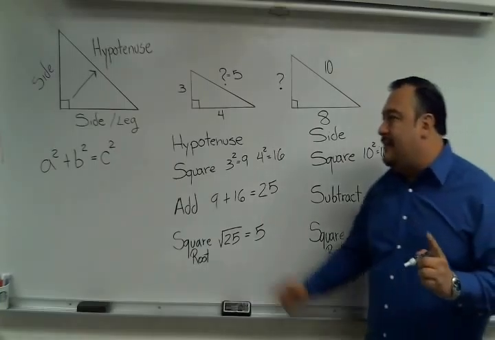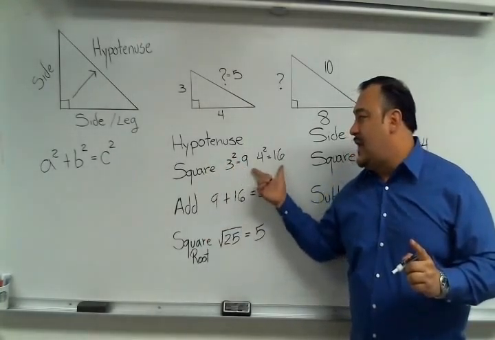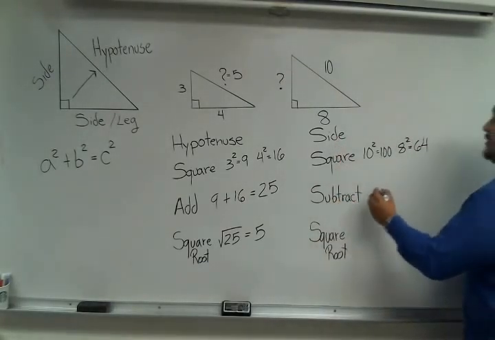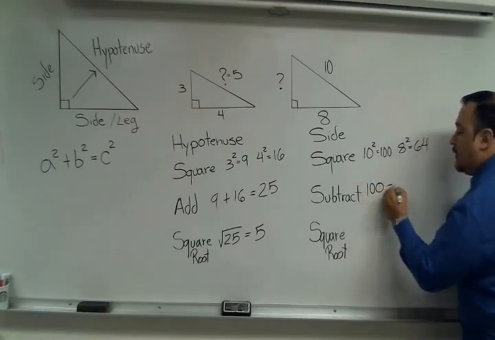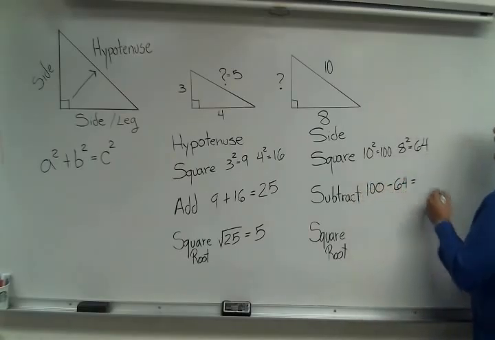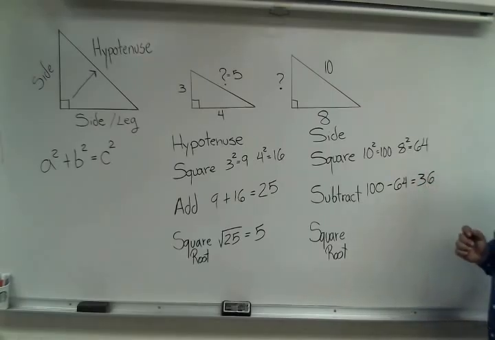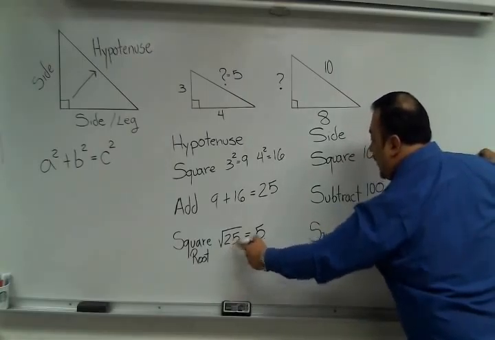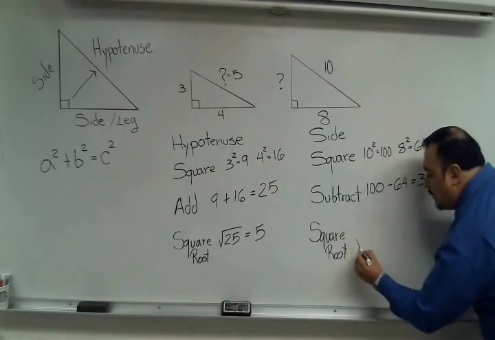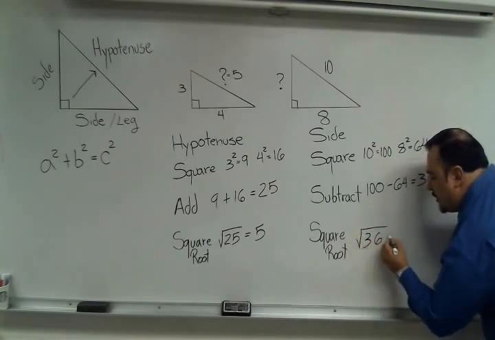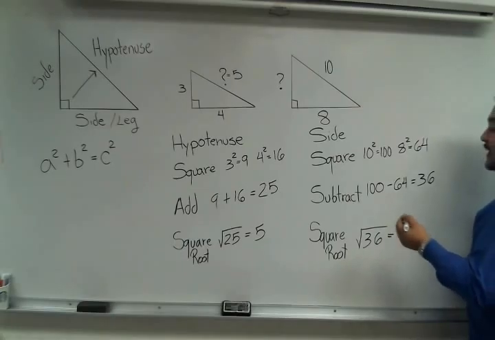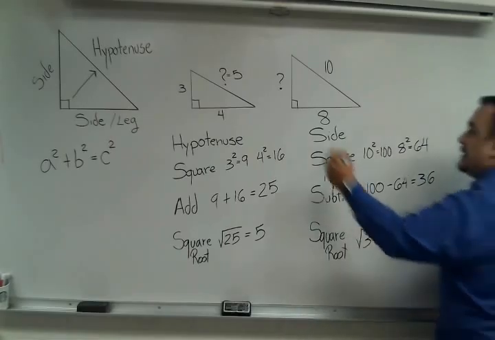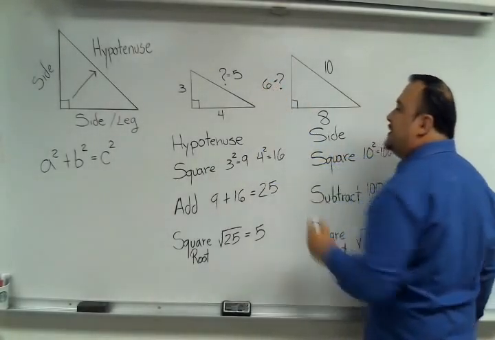Now, different than the hypotenuse, where I added my two answers, for the side I'm going to subtract my answers. So we do the subtraction. 100 minus 64 equals 36. Last step, just like with the hypotenuse, I take the square root of my answer. The square root of 36, the number that multiplied by itself gives me 36, is 6. 6 times 6 is 36, so that means that this side has to measure 6.